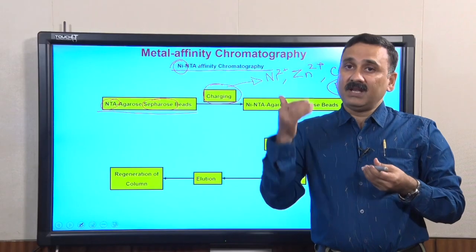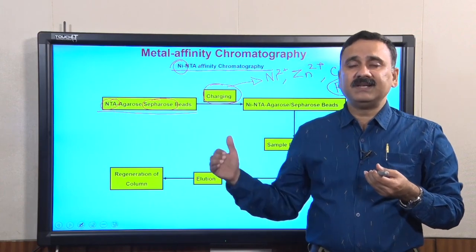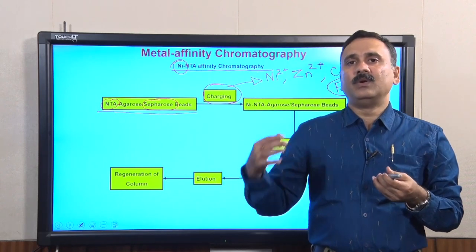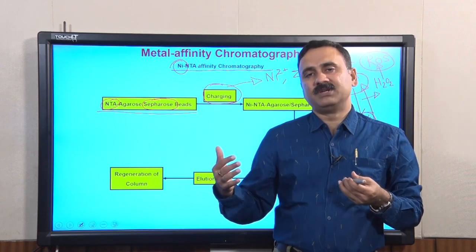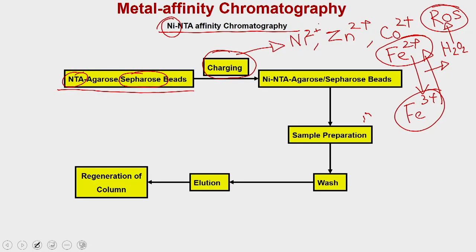And if these free radicals are generated, they are going to oxidize the amino acids present on your protein, and as a result damage some of these amino acids, and ultimately damage the protein as well. So to avoid this, you have the flexibility of using nickel, zinc or cobalt, but not iron. So the first step is that you bought the column, which is present as NTA agarose or Sepharose beads. Then you are going to do the charging.